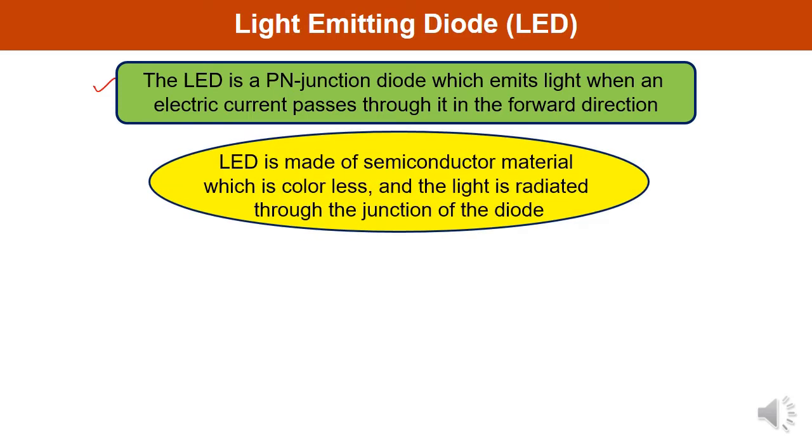LED is made of semiconductor material which is colorless, and the light is radiated through the junction of the diode. It means when you connect p-type semiconductor with n-type semiconductor, a junction is formed, and this connection is done with the help of some fabrication techniques. So from that particular junction, light is radiated.